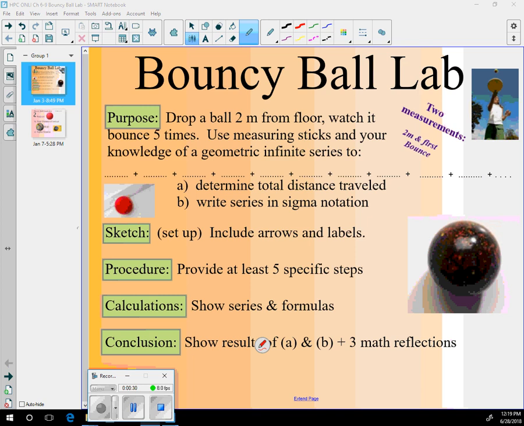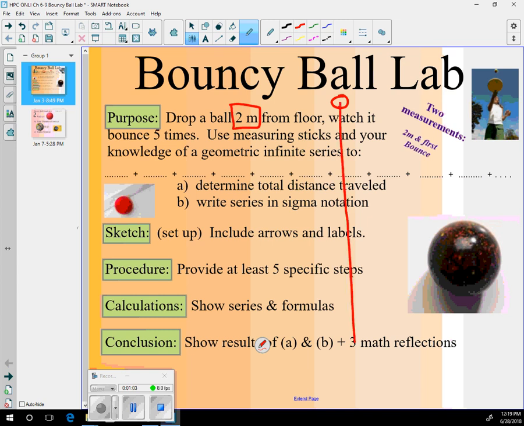If I were to drop a ball 2 meters from the floor, now you're going to need to figure out what 2 meters is. Watch it bounce 5 times, use a measuring stick, and with your knowledge of a geometric infinite series, write out what the next lengths are going to be. So think of a ball 2 meters off the ground.